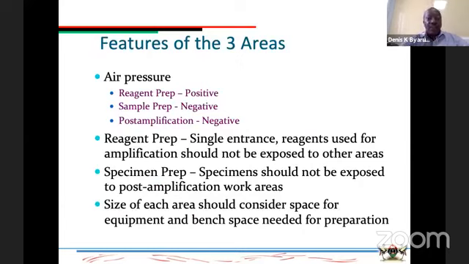In addition, you will probably have different air pressure that may be required depending on the kind of pathogen you're dealing with. If you're dealing with high pathogens, then you might need negative pressure in the sample preparation room, where normally you're manipulating these pathogens and you want to ensure that they are inactivated before they move into the rest of the areas. And the reagent prep should have a single entrance. Reagents used for amplification should not be exposed to any of the other areas, because as I mentioned, this is where you have your clean materials, and any contamination of these materials is going to lay waste to these potential materials that cannot be used any further in the process.